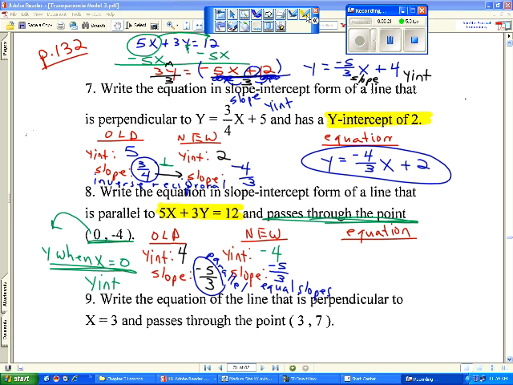So we have found our new slope, we found our new y-intercept, so our new equation is y equals slope, negative 5/3 x, plus the y-intercept, plus negative 4, but we don't write it as plus a negative 4. We write it as minus 4. Any questions on 7 and 8?